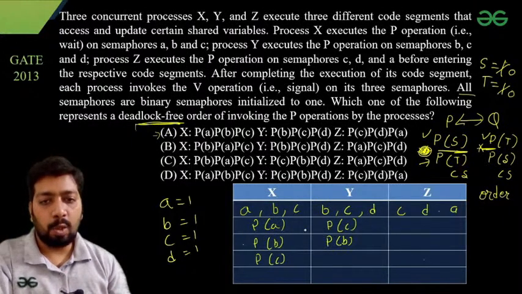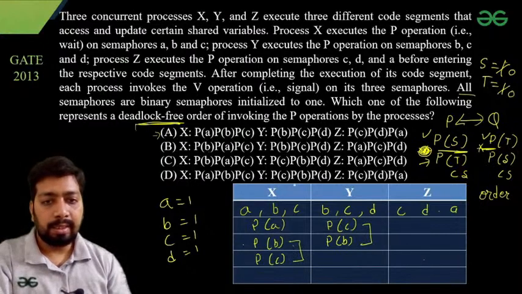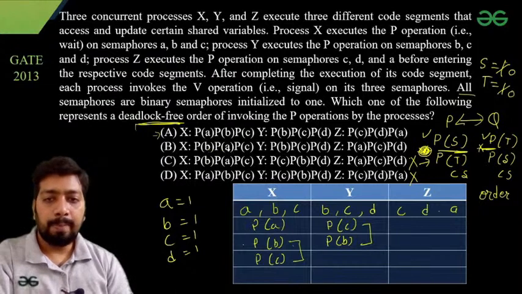In the last option D also, order is changed. Order is reversed. So here it is BC, here it is CB. So option D cannot be correct. Option C cannot be correct. But option B can be correct because here you can see the sequence BAC. So BAC is fine.